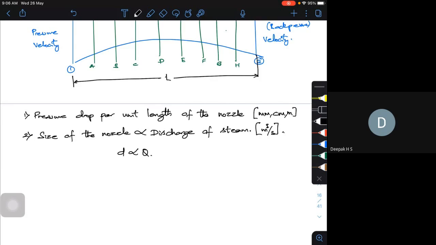It can be the inlet diameter, the exit diameter, or the throat diameter. All depend on your discharge. If I take discharge as rho A V, for something like a compressible fluid, then your mass flow rate comes into the picture. Here I'm dealing with steam, so I can go with discharge. In between, D is also proportional to your mass flow rate if I'm dealing with a compressible fluid.